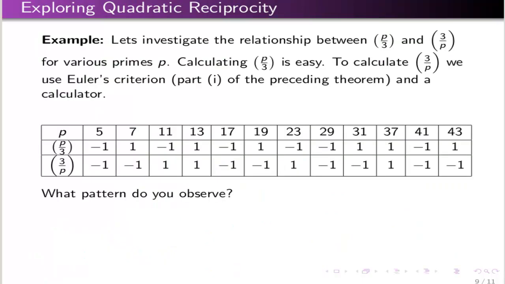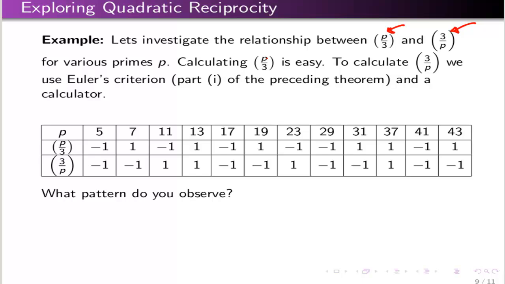Okay, now let's explore the reciprocity behavior. So I'm going to start with the following example. Let's compare (p over 3) with (3 over p). So for this symbol here, we're asking, is p a perfect square mod 3? Whereas for the second symbol, we're asking, is 3 a perfect square mod p?